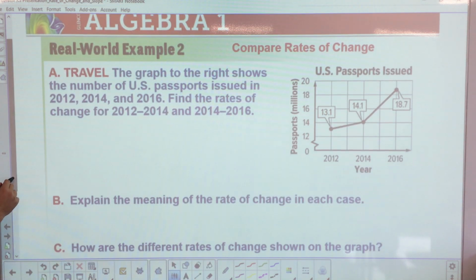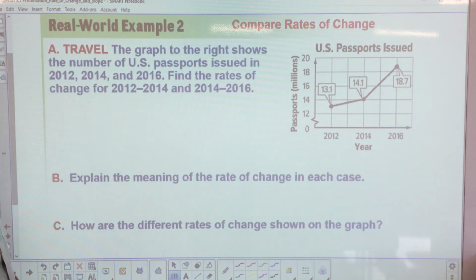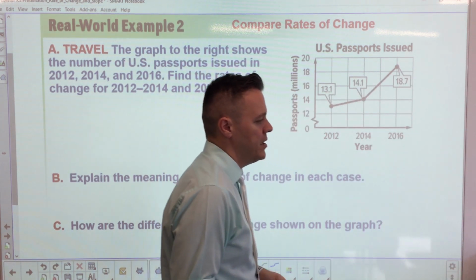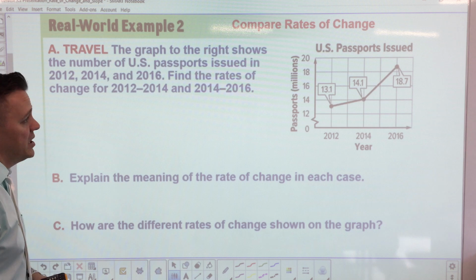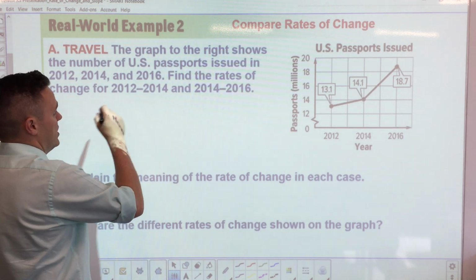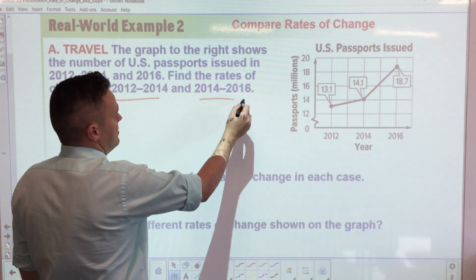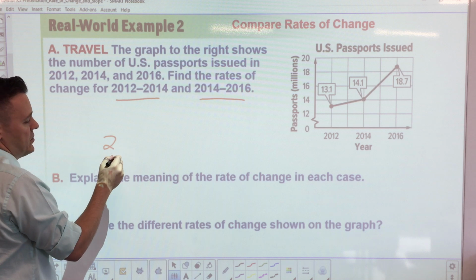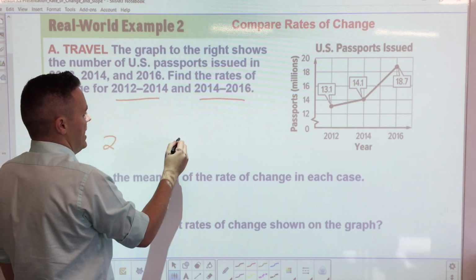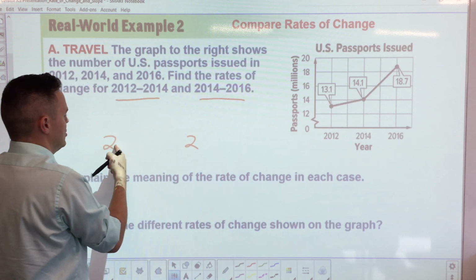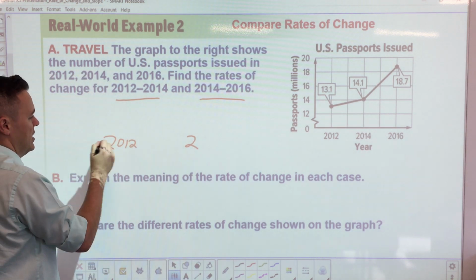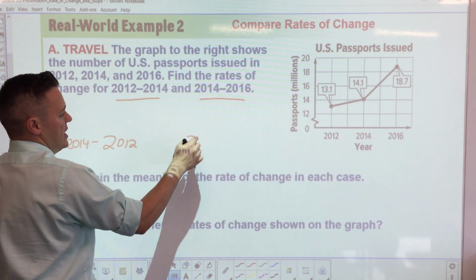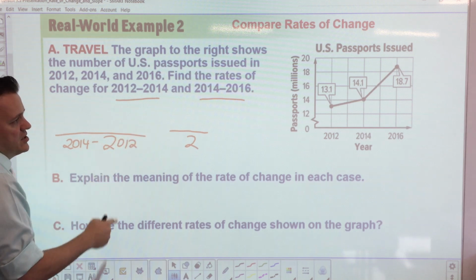Next, this graph shows the number of passports issued. This is example number 2, which is going to start on page 161. We have in your book an industry graph. On here, we're going to do the rate of change from 12 to 14, from 14 to 16. So what is the rate of change in years? I'm just going to kind of skip through this. Since it's y over x, it's 2 years in change. I can write this one out, but I'm not going to write the other one out. So 2014 minus 2012. You guys got it. It's 2.